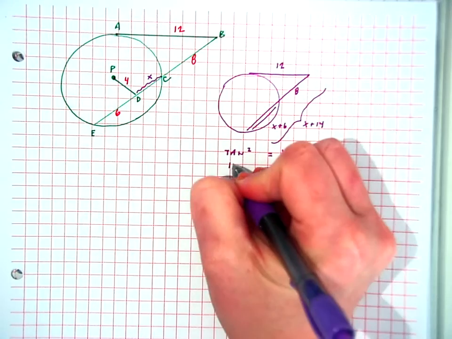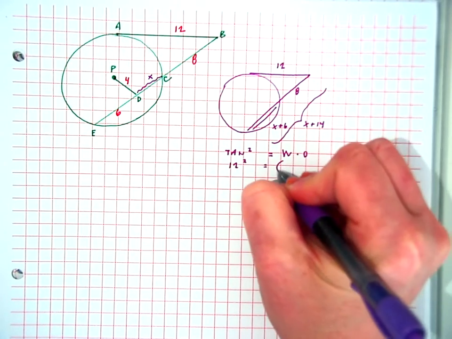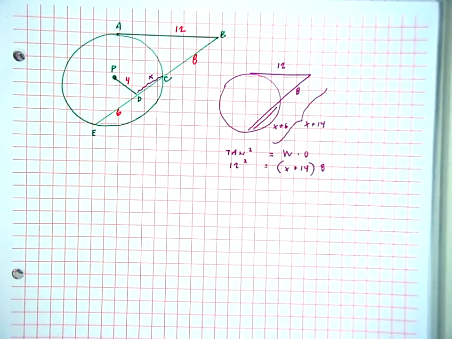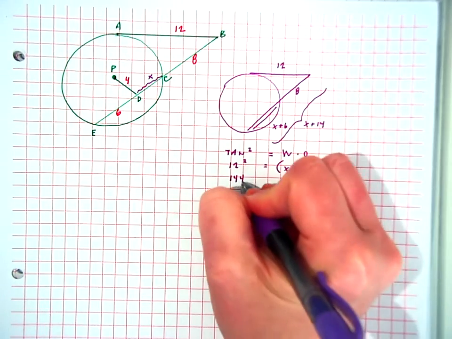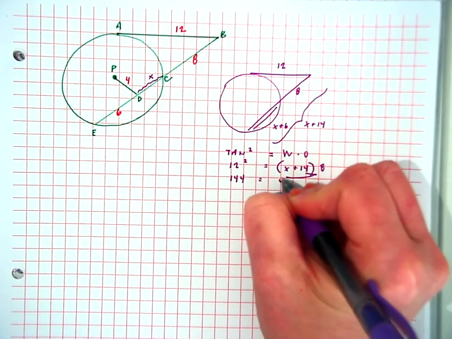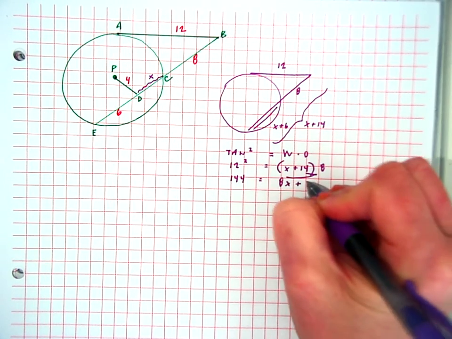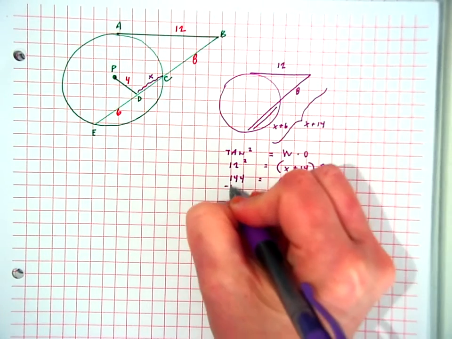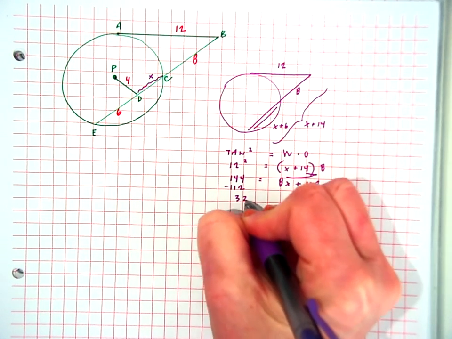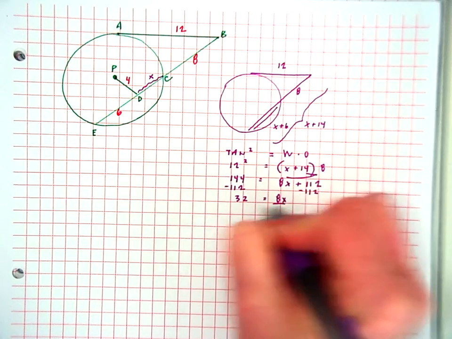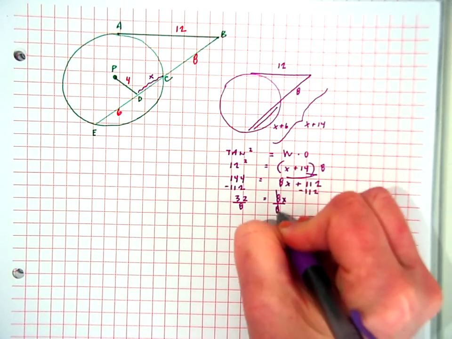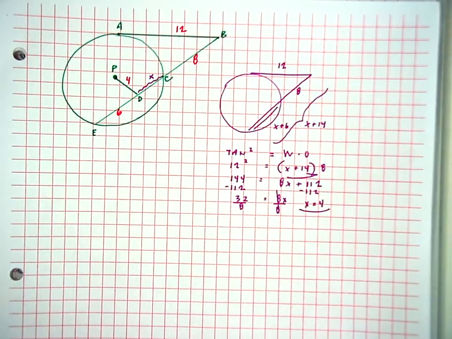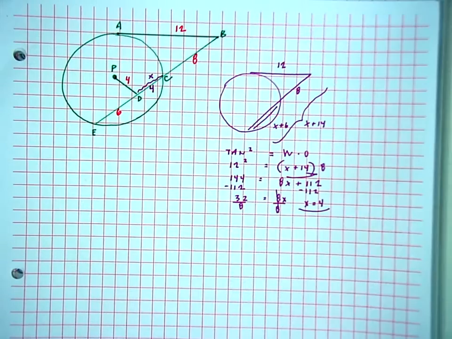So here I would have 12 squared equals the whole, which would be x plus 14, times the outside, which is 8. So now I have 144 is equal to, let me distribute the 8, 8x plus 112. Okay, subtract the 112. Now I have 32 equals 8x, divide by 8, and I get that x is 4. So I can fill in this gap right here that CD has a measure of 4.